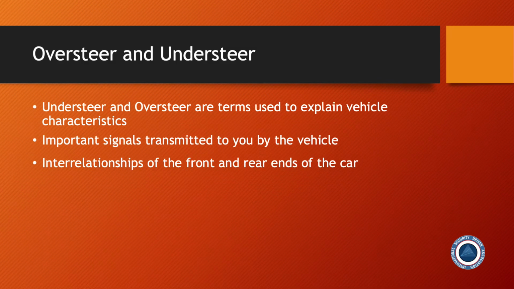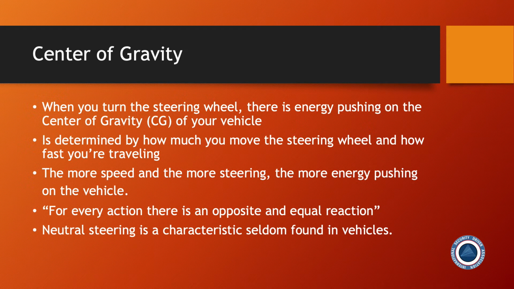Understeer and oversteer are terms used to explain vehicle characteristics, and they are important signals transmitted to you by the vehicle. It is how the vehicle communicates to you. It is the vehicle's way of telling you what you should do next. In a nutshell, understeer and oversteer are the interrelationships of the front and rear ends of the vehicle. To get a clear understanding of understeer and oversteer, a basic discussion of the laws of physics is required.